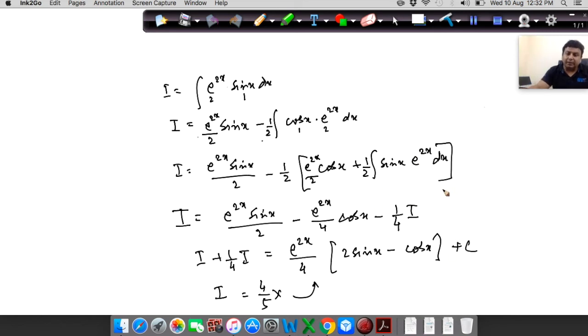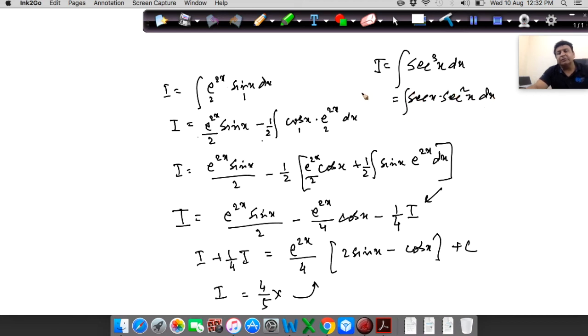So I occurring again is important, and there are many sums existing, like one of the sums is sec cube x. Give it a try and ask me in the class. Sec cube x, break as sec x into sec square x, try with by parts, and you'll see I is again occurring to the other side, which we shift to LHS. Fine.